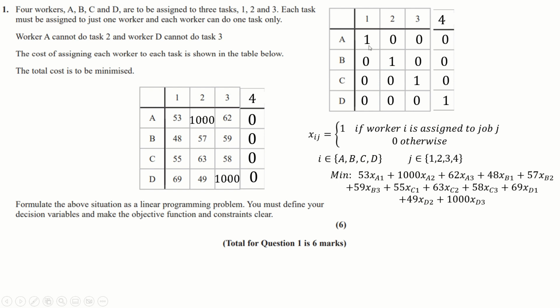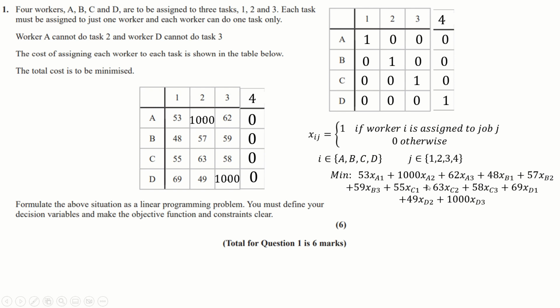So minimize this times whatever number is here, plus this times whatever number here, which is going to be a 0 because this number is so big that it's going to want to put a 0 there, which is good because he can't do this task, so having a 0 there is good. Plus this times this, plus and so on and so on, all the way to the end. The zeros I've just skipped out because I couldn't be bothered to write plus 0a4 and so on. It just saved me a bit of work.